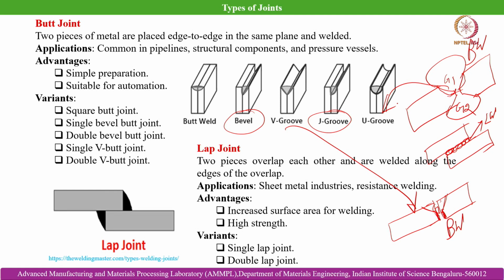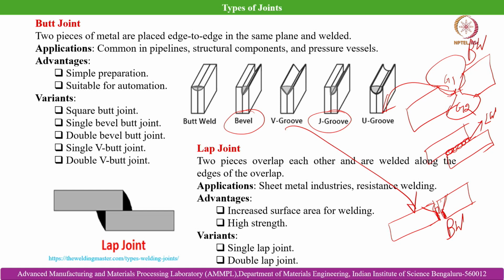The advantages of butt joints: they are very common in pipelines, structural components and pressure vessels. We are talking about edge to edge joining in the same plane, and the advantages are simple preparation technique and suitability for automation. The variants we have discussed already. Based on the groove geometry we can classify butt joints.